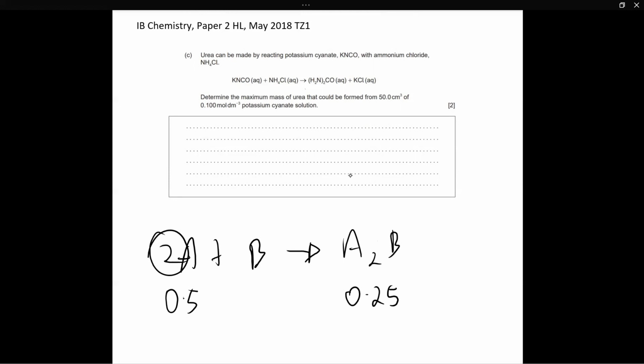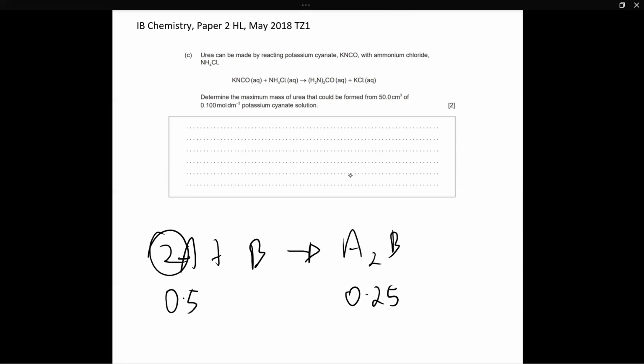And you must be wondering, what about B? Well, we can say that B is considered as the excess reactant. It is in excess, so there is no limit to how much there is of B in the reaction. So you can use as much of it as possible. But A is the one that is limiting. It is the one that determines the maximum amount of A2B that is possible to be gained from this reaction.